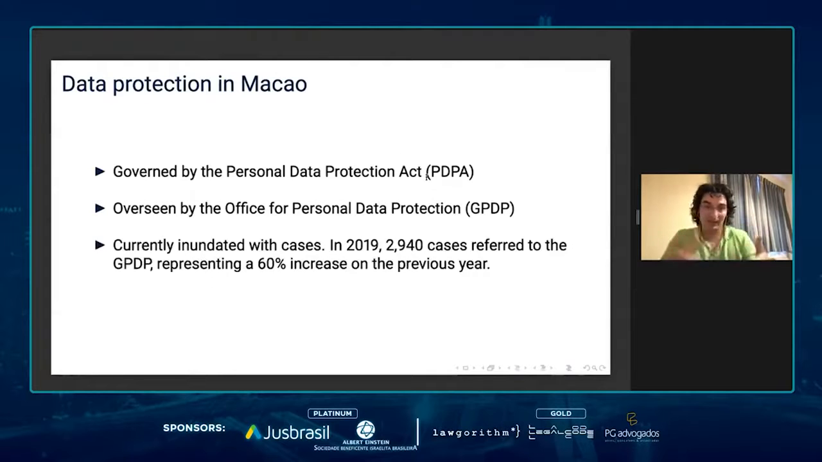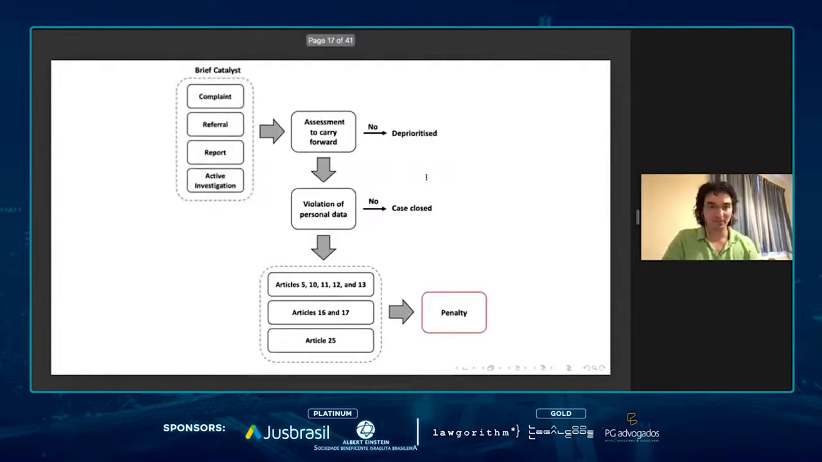And it's currently inundated with a lot of cases. In the last year, it had just a shy under 3,000 cases, which represented a 60% increase on the previous year. When you consider that the Data Protection Authority there really gets through about 10 to 20 cases a year, that really puts it in perspective. There's a lot that's missing. And how do you prioritize this? Maybe we can use some methods from the literature to see if this might help.